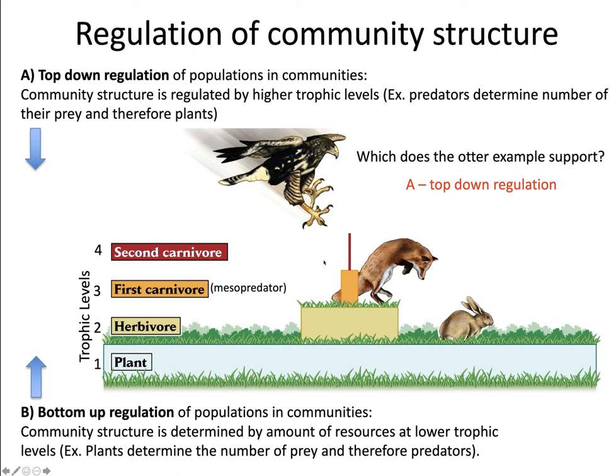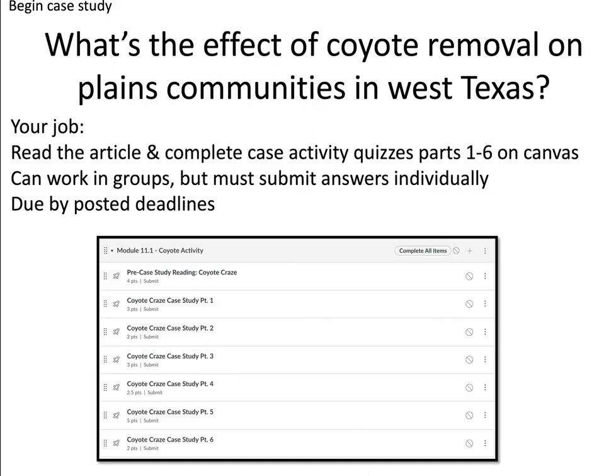So that's top-down regulation. Now that we've got that under our belt, what you're going to do for the rest of the assignment is explore the effects of coyote removal in the plains communities of West Texas. You're going to look at an experimental study where they looked at the effects of removing coyotes and how that affects different predators in the population, herbivores in the population, and even the grass and plant communities in the population. Your job is to work sequentially through these activities under the case study.